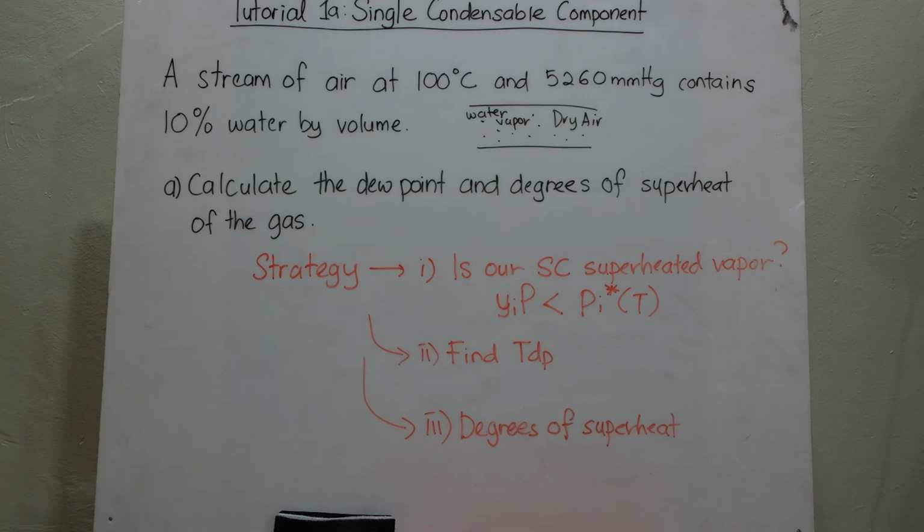I think this is a good question. I just want to show you how this question is solved. It is actually example 6.3-2 in your textbook. The question sounds like this: a stream of air at 100 degrees C and 5,260 millimeter mercury contains 10% water by volume. In part A, it wants us to calculate the dew point and degrees of superheat of the gas.